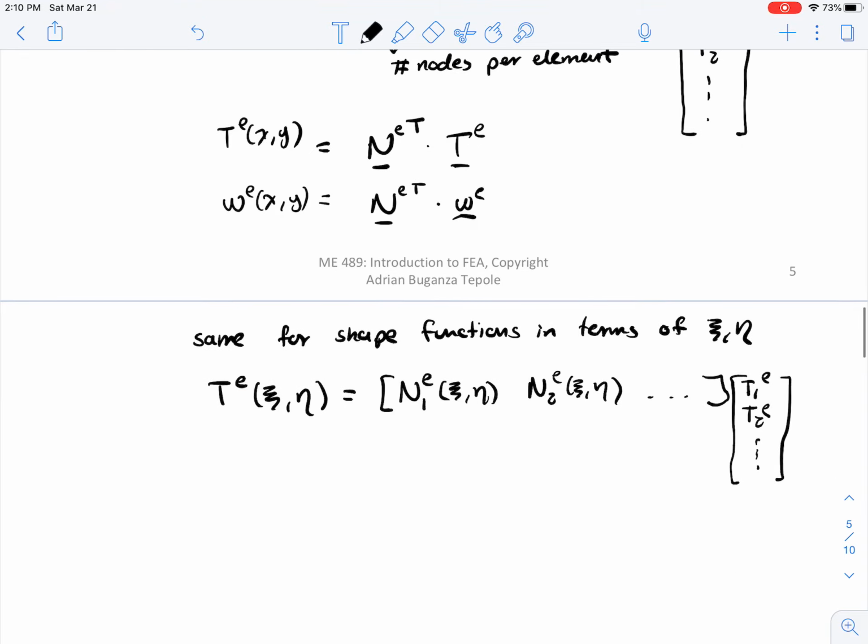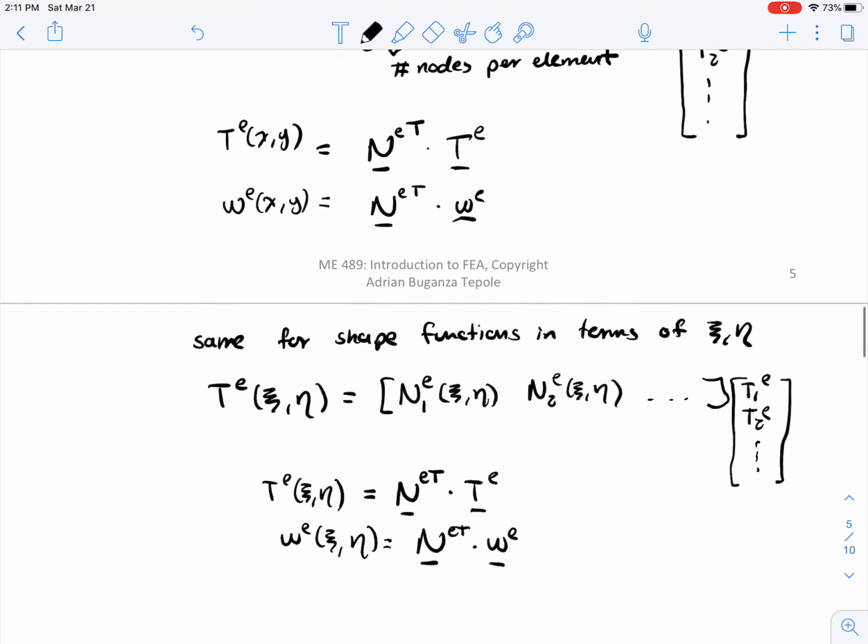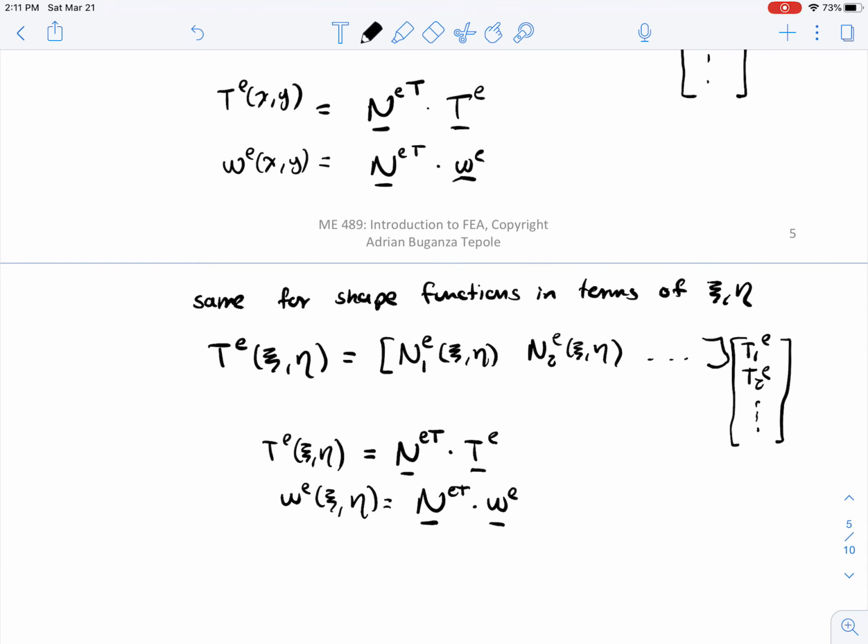The only difference being that here you would need to evaluate the shape functions at xy eta points instead of xy points. But this would look pretty much the same. Just like that. And same for the weighting function. So the weighting functions, just put all the shape functions in a vector and put all the nodal values in a vector. And as I said, the only difference is that you either have the shape functions in terms of xy or you have the shape functions in terms of xy eta. So that's for the interpolation of a function.